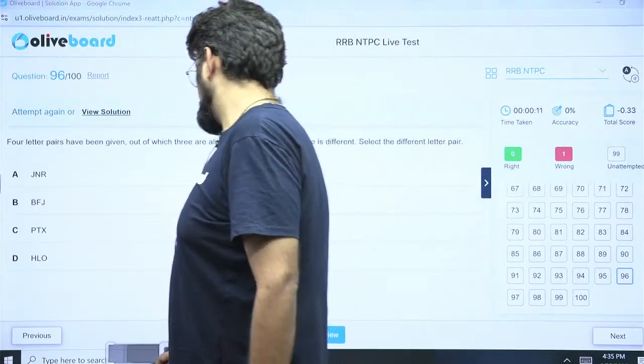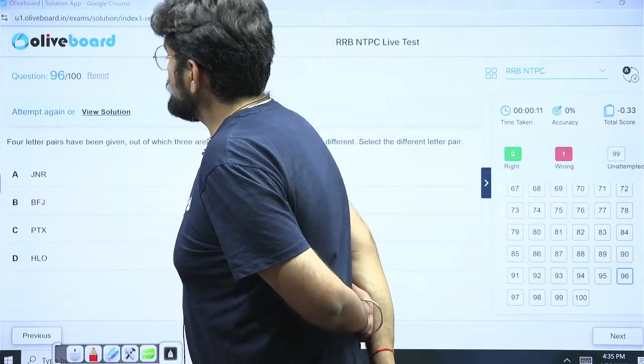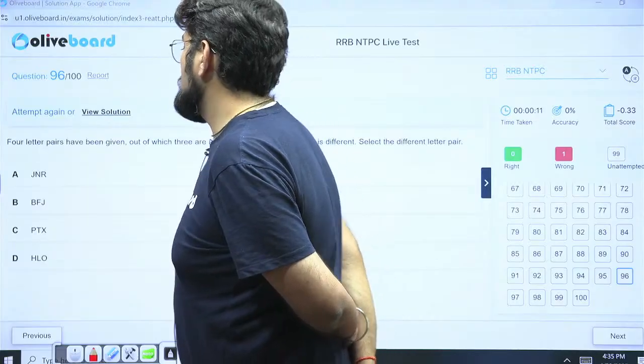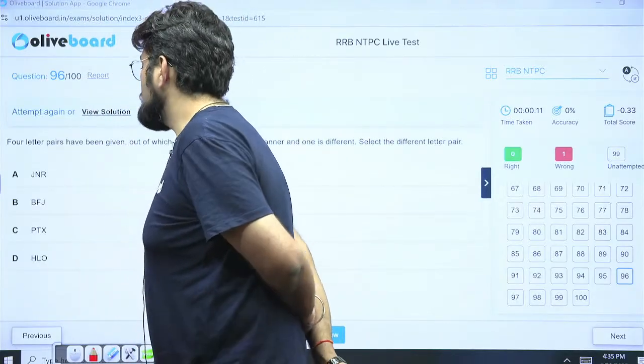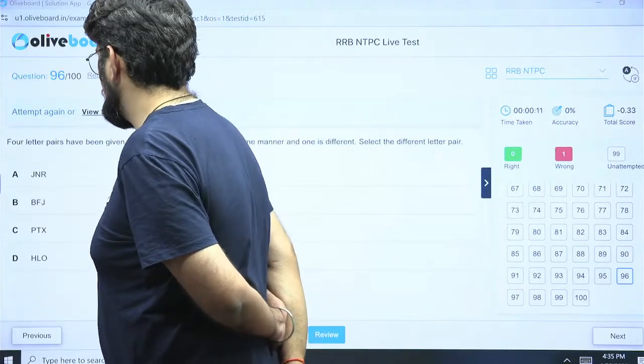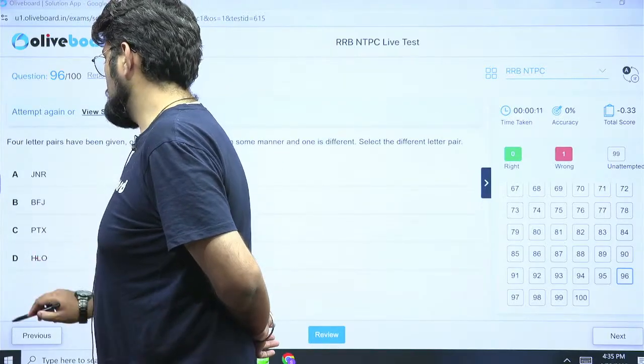One is different. Okay. Let's try this. So JNR 10 plus 4, 2 plus 4, 16 plus 4. 8 plus 4, okay, 14, 18 plus 4, 6, 4, 10, 24 and 12, 15 plus 3. Option D is the right answer.